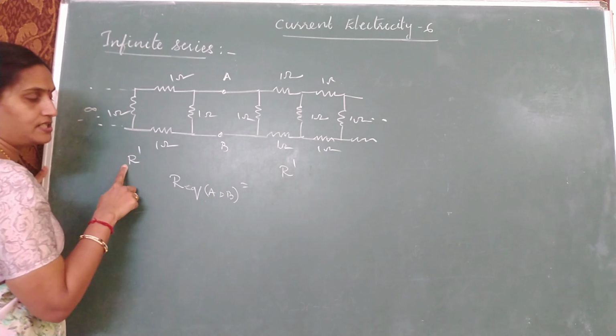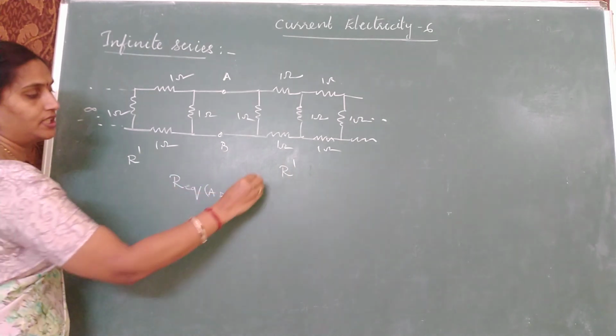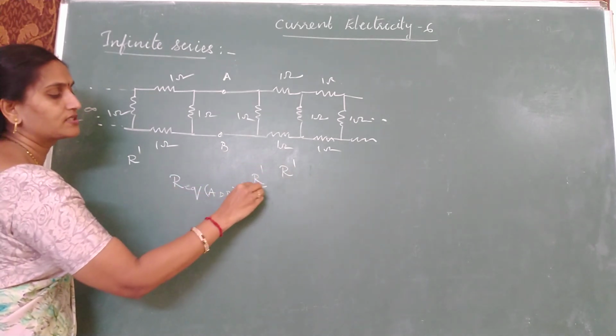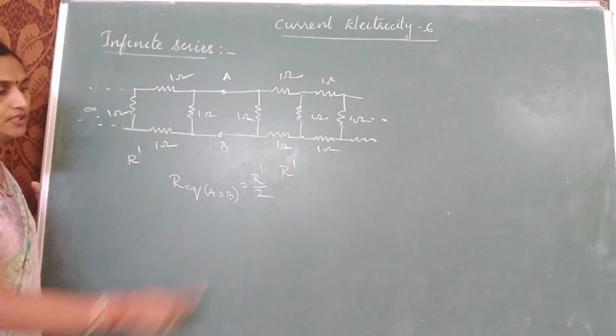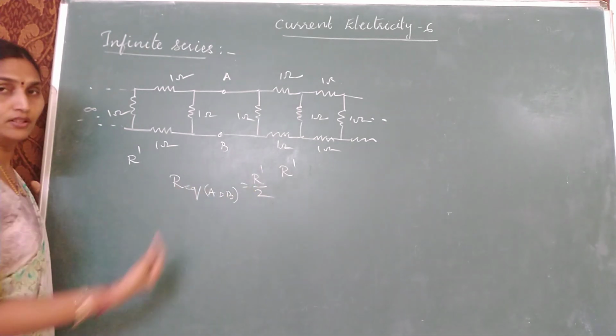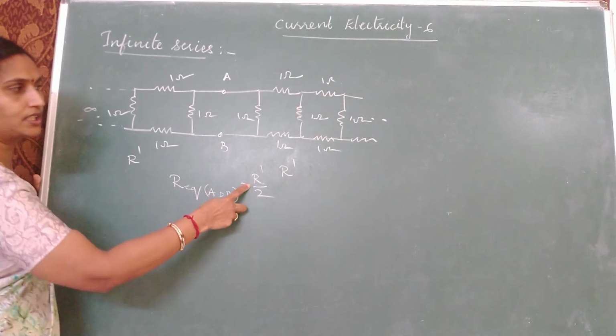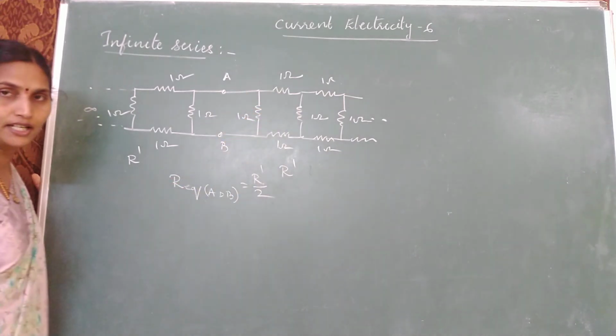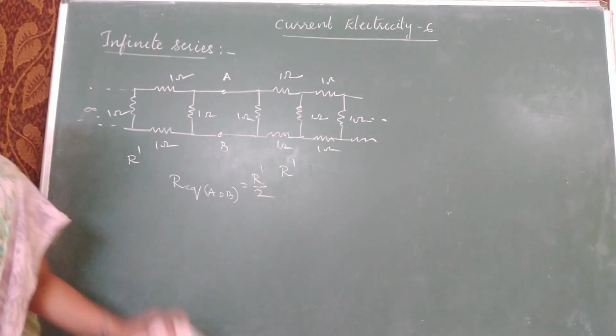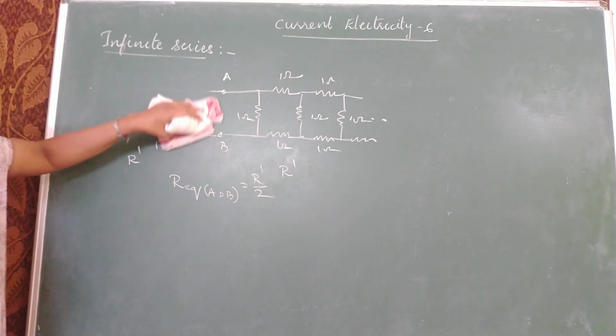R dash and R dash are in parallel combination. When they are in parallel combination, we know resistance reduces to half. So now you need to find out the value of R dash. I don't think it's difficult for you to find the value of R dash. How to find the value of R dash? Remove this left part.